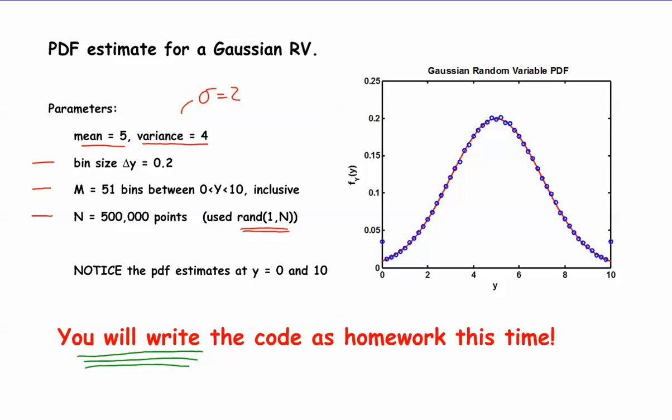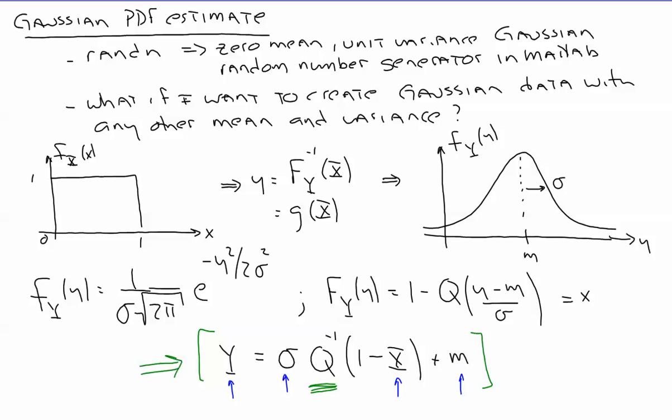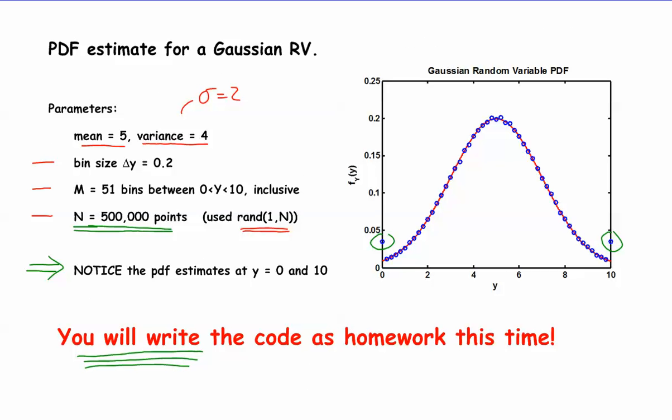I do want to point out a couple of interesting points here. I make a statement here. Notice the PDF estimates at y equals 0 and 10 in this case. That one and that one. Those 2 points exist because when I calculate my 500,000 points uniform on 0 to 1 and stick them into the transformation function back here, this transformation function does not guarantee me that all of the data points in y exist between limits 0 and 10. Remember, the Gaussian probability density function extends from minus infinity to plus infinity.